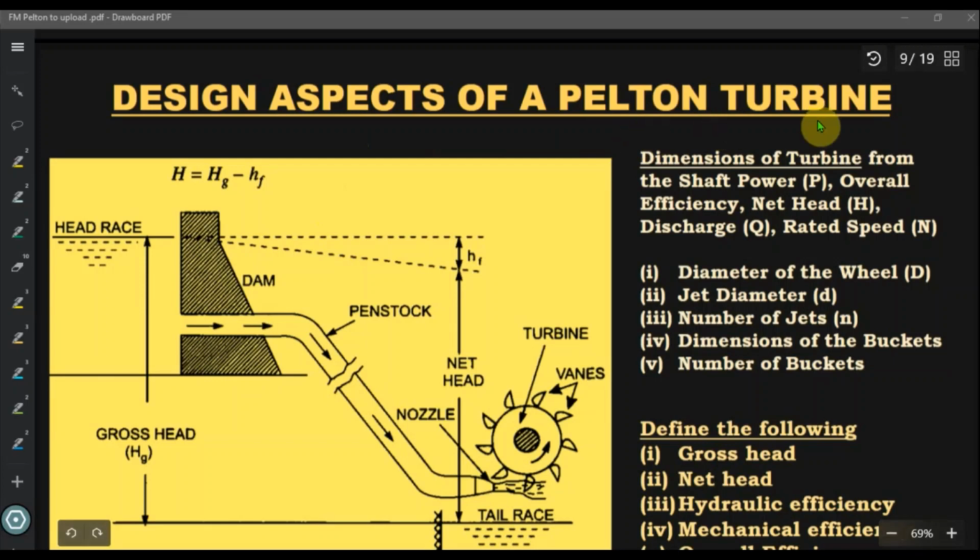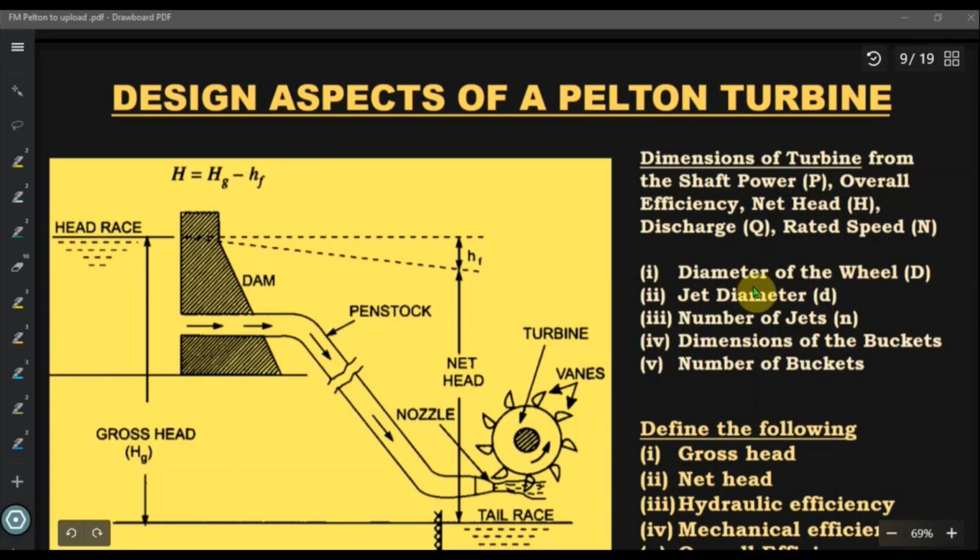Designing a turbine basically means we have to arrive at the dimensions of the turbine from the given requirements. That is the shaft power requirement, overall efficiency, the net head available for producing useful work, then the discharge or flow rate handled by the turbine, then the rated speed or the rotational speed of the runner in RPM, N, etc. So from the given parameters, we have to arrive at the diameter of the turbine runner.